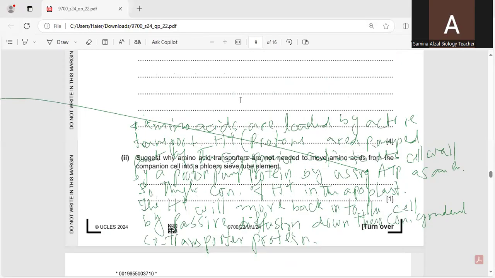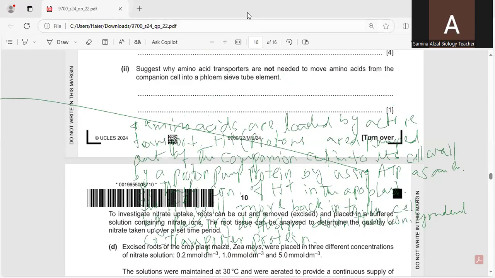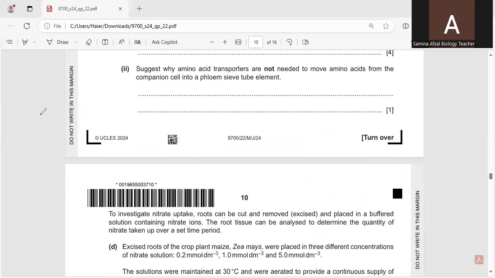Next question. Suggest why amino acid transporters are not needed to move amino acids from the companion cells into the phloem sieve tube element.